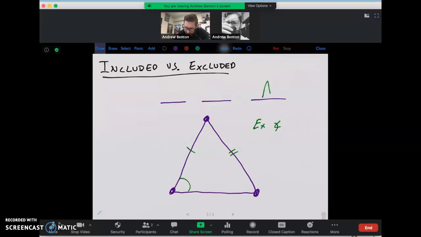Let's do one more. Okay, so this is called an included side. The reason why it's included is because it's touching both of the angles. So we're going to put the side in the middle, and it's going to be angle, side, angle.